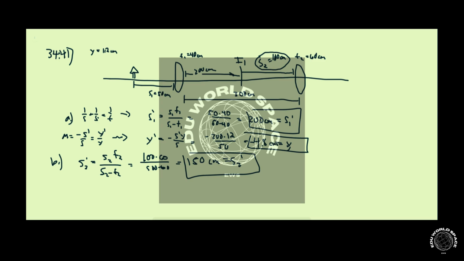Cool. So now we just have to find the height of the last image. Again, we can use this equation, but we're going to have to use the height of the image before, which was negative 4.8 for y. So this is negative 150 over 100 times negative 4.8. If we plug all that in, we see that this is 7.2 centimeters. So our final image is 7.2 centimeters. It's going to be upright because the first lens inverts it, and the second lens inverts it again, back up to normal. Awesome.